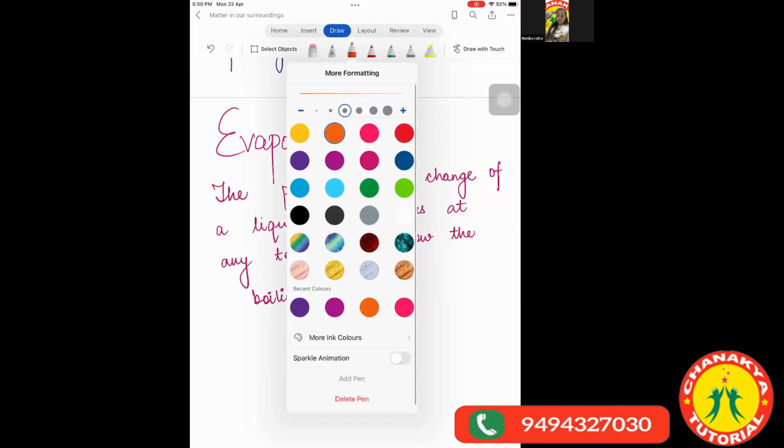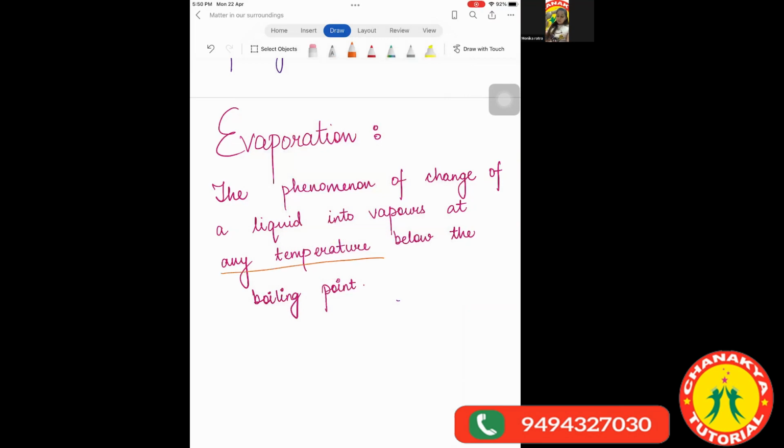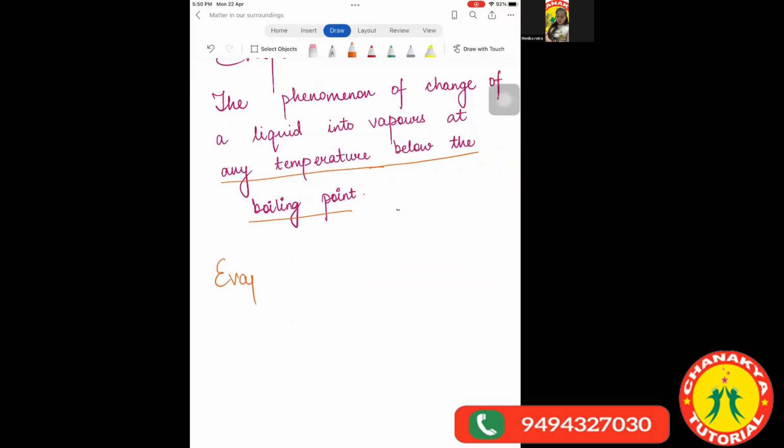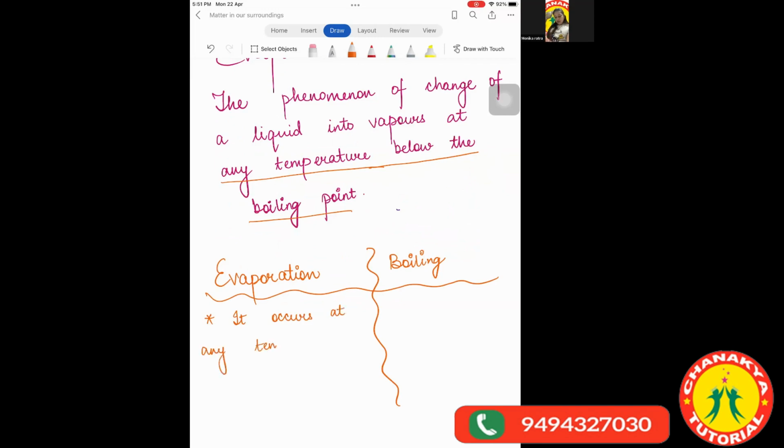What is the main difference between the process of boiling and evaporation? So children, boiling occurs at boiling point, whereas evaporation can occur at any temperature which is less than the boiling point. Now we are going to see the difference between evaporation and boiling. So I'll tell you a few important things about evaporation and boiling in the form of difference. So the first point, it occurs at any temperature less than or below boiling point.